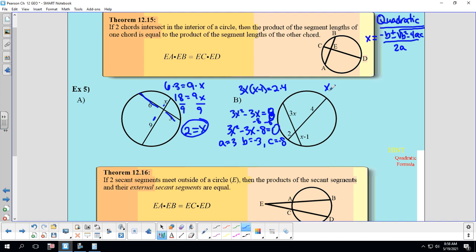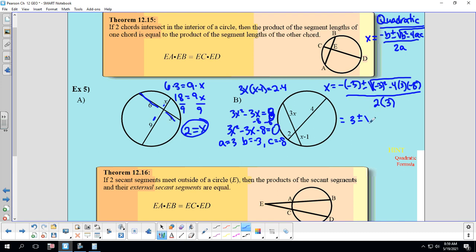So our x value is going to be negative whatever b is, which is negative 3, plus and minus the square root of negative 3 squared minus 4 times a times c. Sorry, my c went sideways on me. Negative 8, divided by 2 times a. All right, we're going to simplify, simplify, simplify. So negative and a negative make a positive.